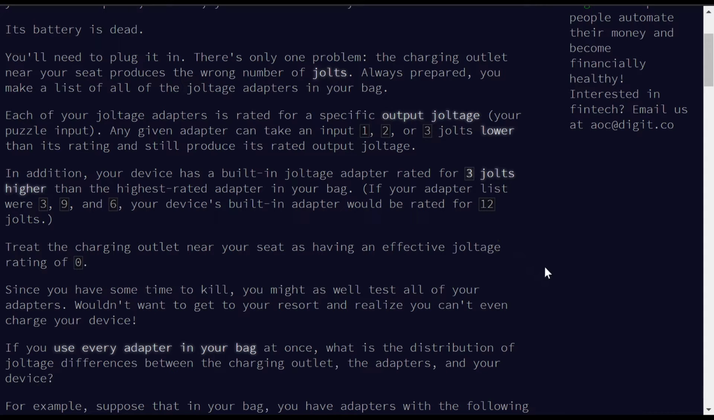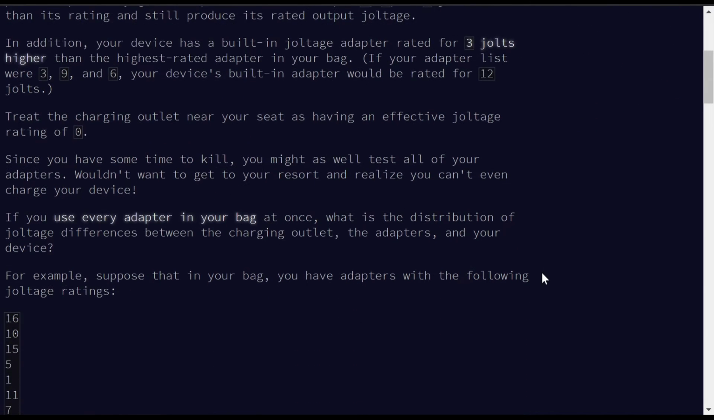In addition, your device has a built-in joltage adapter rated for 3 jolts higher than the highest rated adapter in your bag. So we need to use our last adapter, is kind of the requirement there. Treat the charging outlet near your seat as having an effective joltage rating of 0.